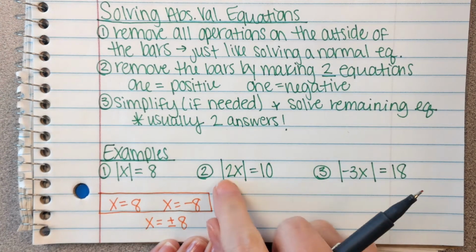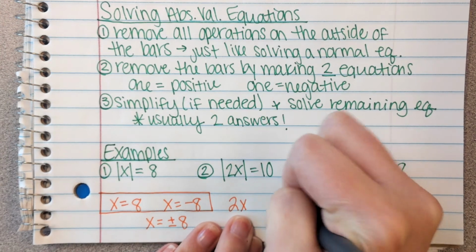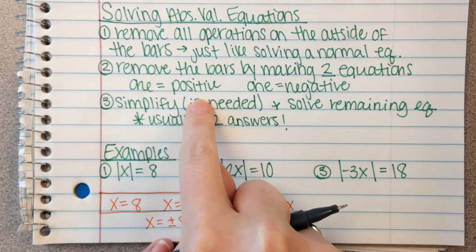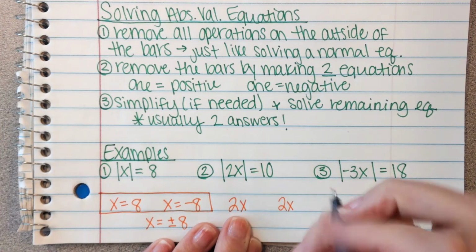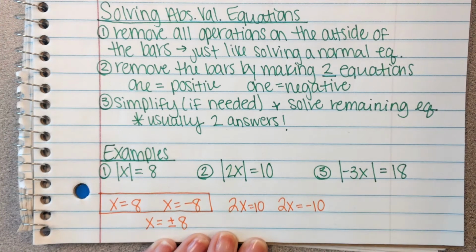So if we take the bars off, we're left with 2x. So we're going to have 2x and 2x. One equals a positive, one equals a negative. So one is going to equal 10. One is going to equal negative 10.